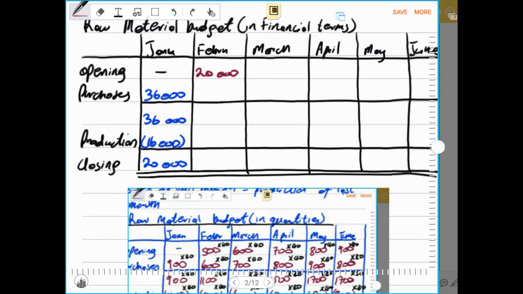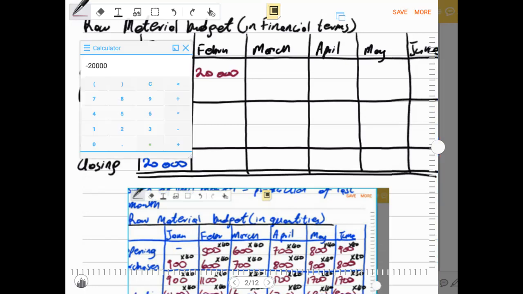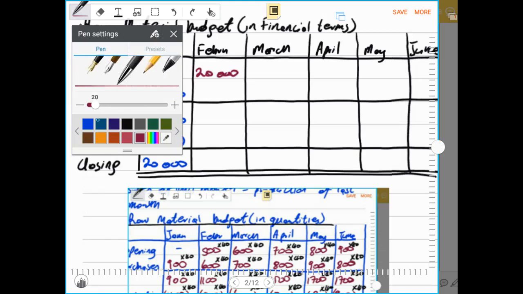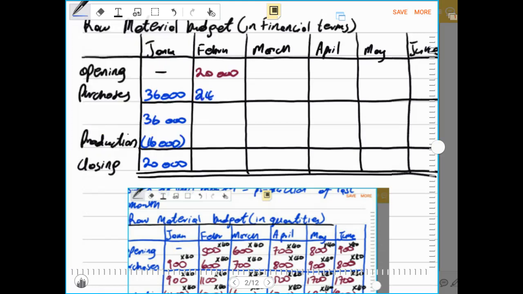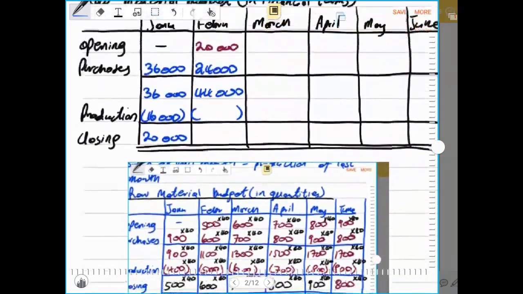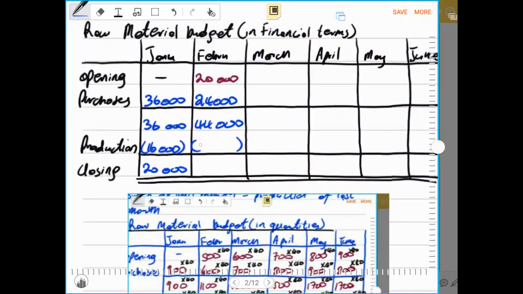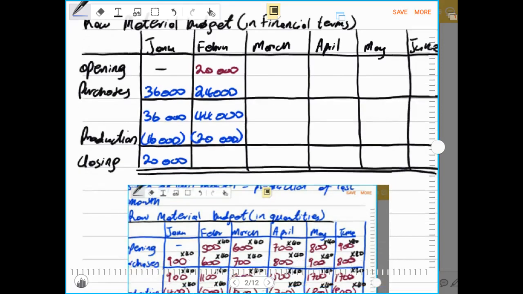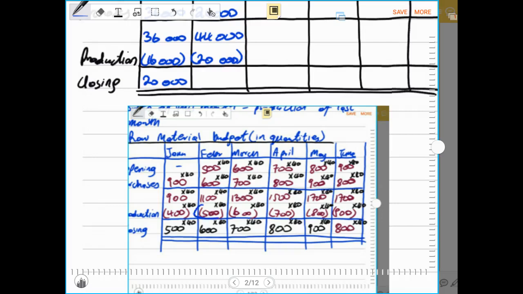Then purchases were 600, then we'll have to say 600 by 40. 600 by 40, then this will give us 24,000. And we'll have 24,000 here. Then 24,000 plus 20,000 will give us 44,000. 44,000 less 20,000. Where's 20,000 coming from? 20,000 is 500 times by 40. That will be the 20,000 that you see here.